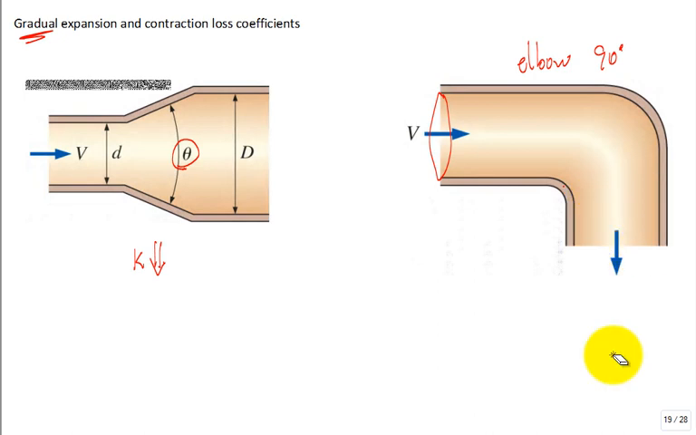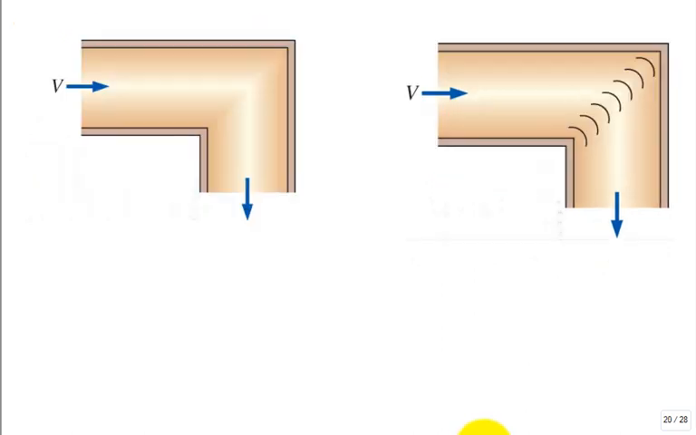You could have a 45-degree elbow. You could have a whole turn around. But anyway, the loss coefficient for a standard elbow is about 0.3. That's a loss coefficient for a standard 90-degree elbow. It also depends on the type of connection. Is it threaded? Is it flanged and bolted? Is it welded? There's a lot of data out there that engineers sometimes have to take into account and look up loss coefficients.